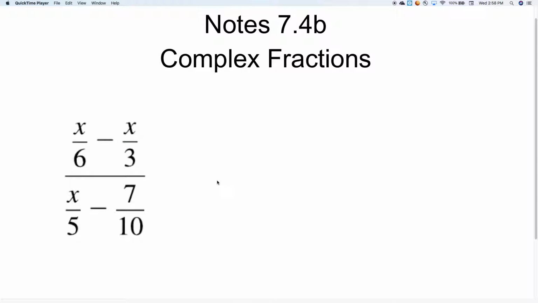Okay, today we're basically putting all of the algebra we've done so far in 7.3 and 7.4 together to do something called a complex fraction. Why is that fraction complex? Yes, it's fractions inside of fractions. We don't want a fraction inside of a fraction. That's not an answer that's in its simplest form.